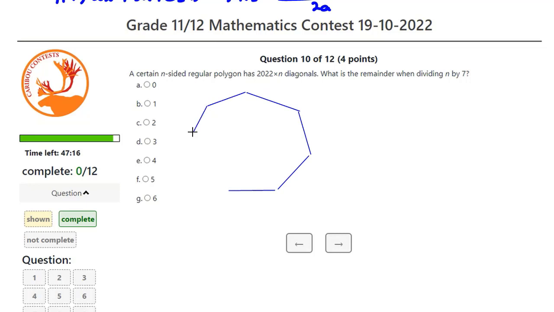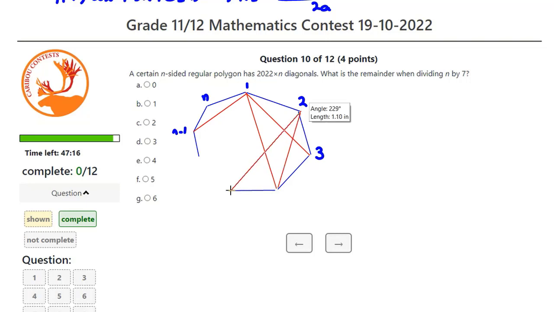You connect these things. If we consider, for example, vertices 1, 2, 3 to n minus 1. We can say 1 is connected to 3, 4, up to n minus 1. 2 is connected to 4, next one, and this one, and this. So 1 is connected to how many? 3 to n minus 1, which is n minus 3. So we have n vertices, each of them connected to n minus 3 other vertices.